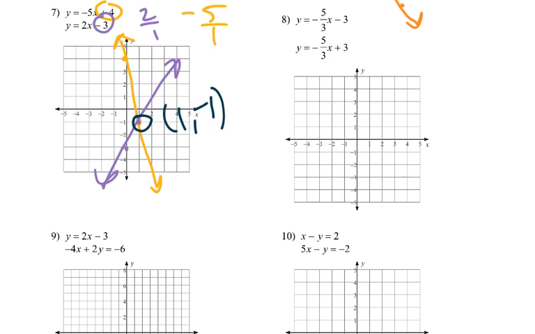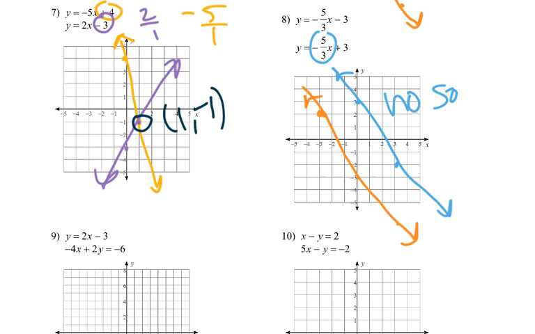So another consistent, independent. Alright, now looking at number 8, start at -3, slope of -5/3, down 5 to the right 3, or up 5 to the left 3. Okay. Second one, start at +3, and we have the same slope. Down 5 to the right 3, so that should tell us right off the bat these guys are parallel, so there's no solution, so it's inconsistent.